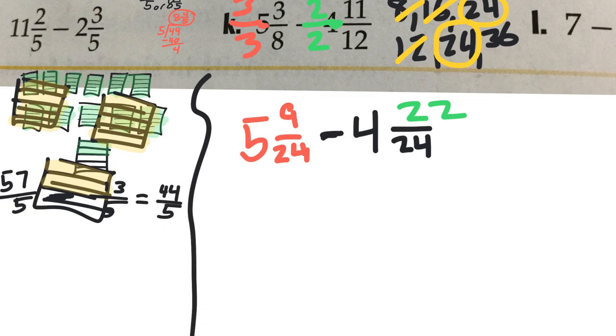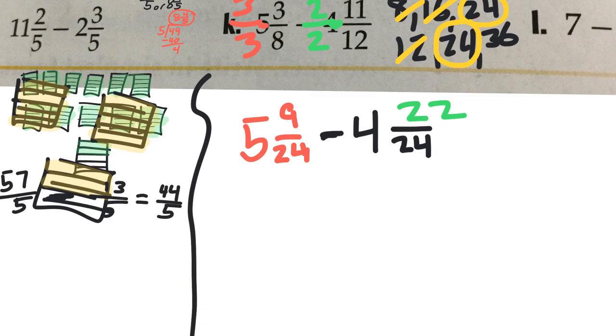Anybody know how to do 5 times 24 in their head? No. Do you know what 10 times 24 is? 240. How do you know that? Just add a 0. When you multiply by 10, you add a 0 to the end. So 5 times 24, I don't know, but 10 times 24 is 240, and 5 is half of 10. So if you half 240, you get 120. That's how I would do that in my head.